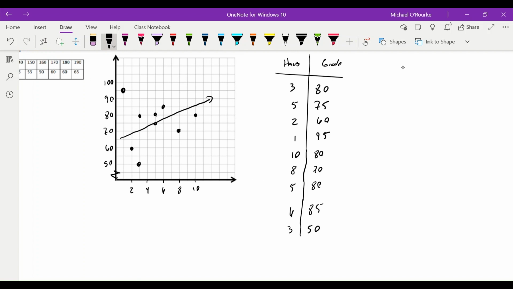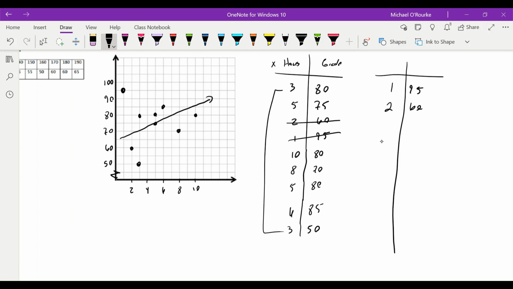So the first thing we have to do is reorganize our data using the x values, and the y's come with. So it's going to be 1 and 95, 2 and 60. I'm going to cross these out so I don't miss it. Now I have 2 3s here. I'm going to put 3 and 50 first, because the trend of my data is the longer I study, the higher my mark is, so I'm just going to order them as such.